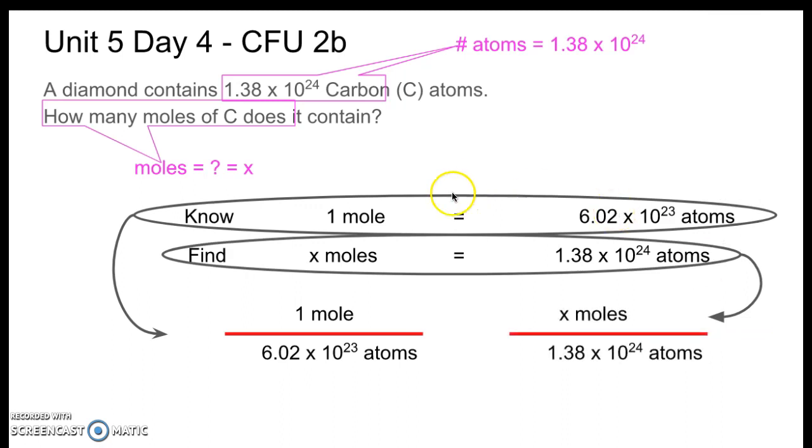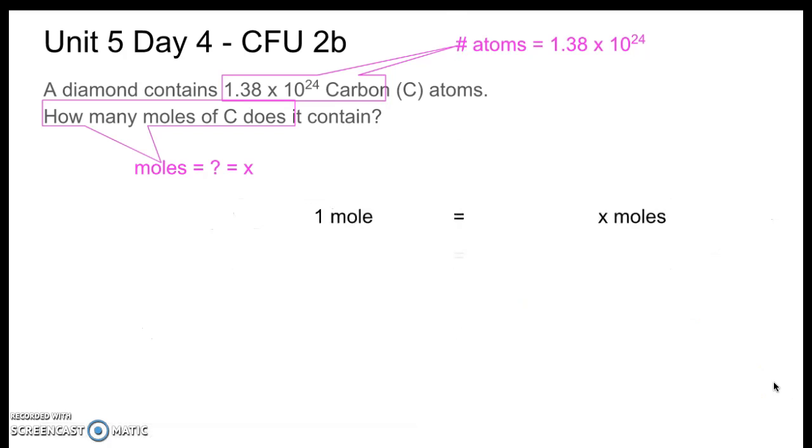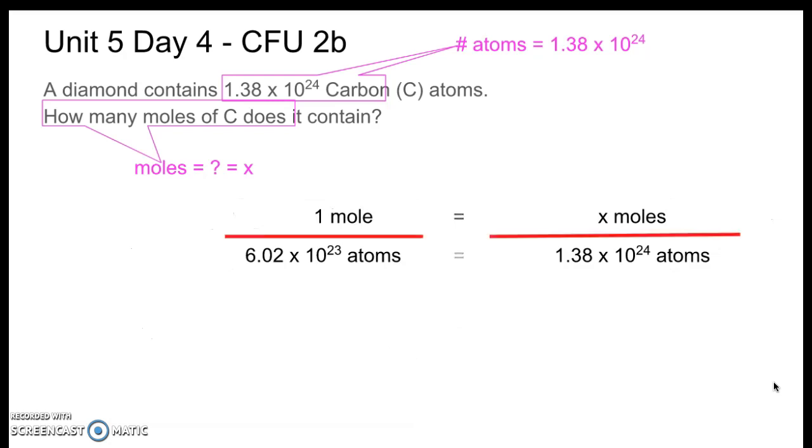Before we go on, notice how our find equation actually comes straight from the information in the problem. So we just take those two pieces of information to make our find equation, and then subsequently our find fraction. We set the two fractions equal to one another, and then we can solve using cross multiplication. So here are our two fractions, and we're going to cross multiply to solve.